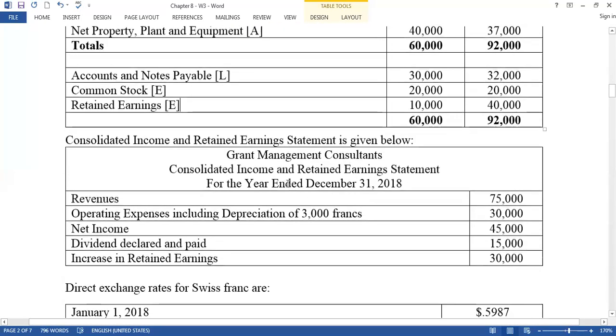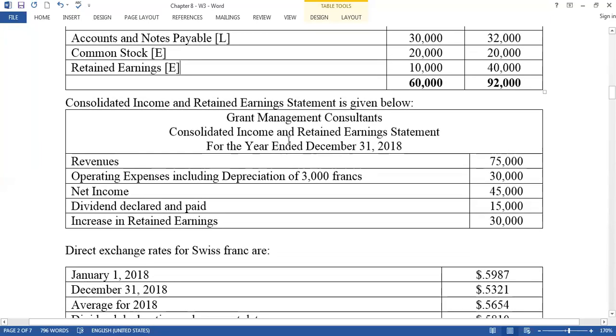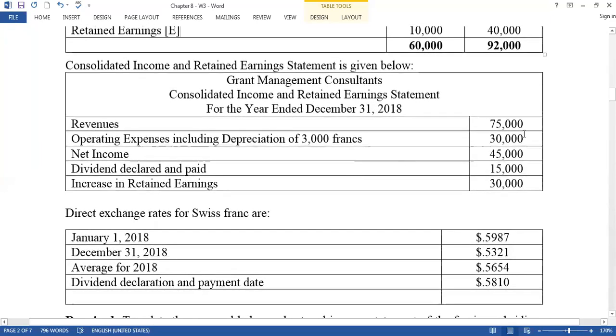Then we have the consolidated net income and retained earnings statement. You can see that this is the revenue minus expense equal the net income. So this is the subsidiary's net income. Then minus dividend, $15,000, equal the retained earnings. You know this formula, net income minus dividend, right? So this is very simple, you already know that.